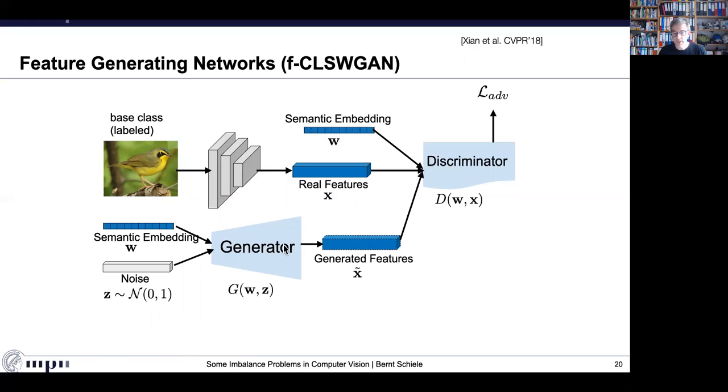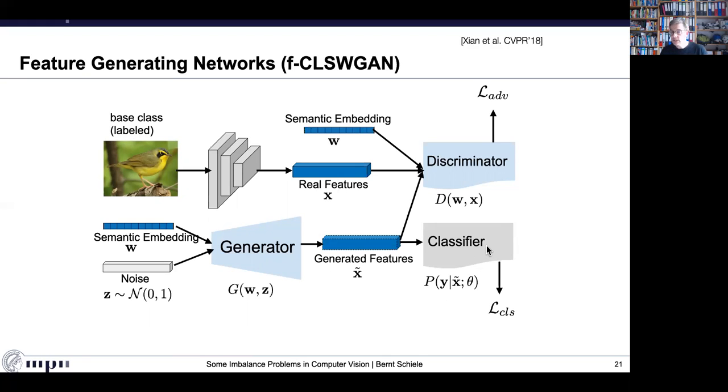And just to make the point here, this generator actually is pretty simple, right? It's just an MLP, a few layers MLP. It's a multi-layer perceptron, a pretty simple generator you need for this. And again, you're training this essentially on your base classes. That's the blue color that I'm using here for the base classes. And then you can use your novel class embedding and still generate feature vectors for those novel classes.